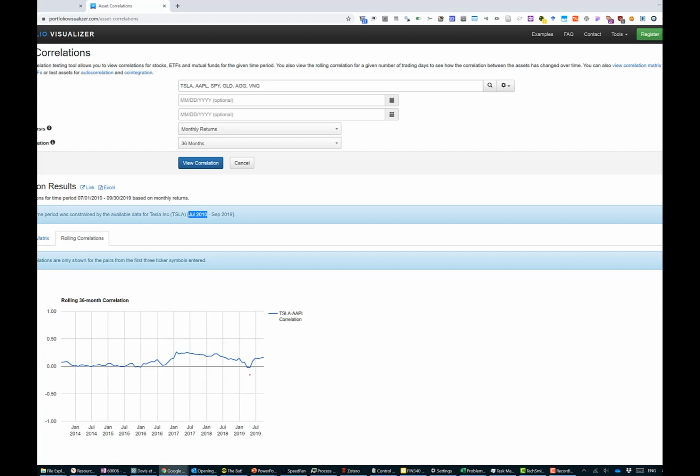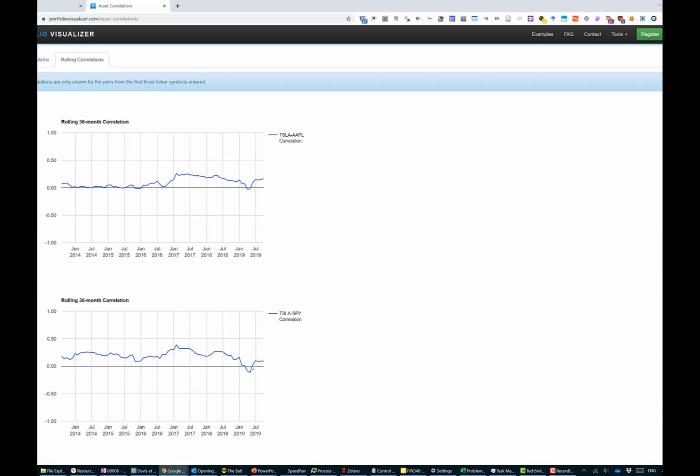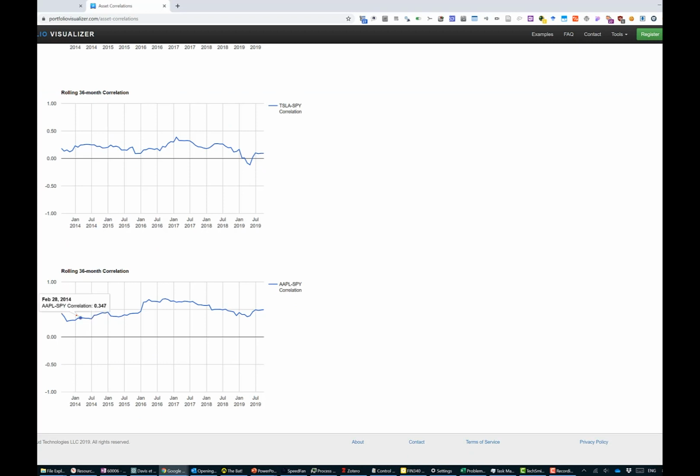As you can see, the correlation between Tesla and Apple varies over time. Sometimes it's relatively high, 0.2, and sometimes it's actually negative. Correlation between Tesla and SPY is quite often also negative, but tends to be relatively higher than between Tesla and Apple. Let's take a look at Apple and SPY. You can see the correlation between Apple and SPY is always relatively high. Well, because Apple is a large company and it's part of the S&P 500 index. So it kind of makes sense. The correlation never dips below 0.28.